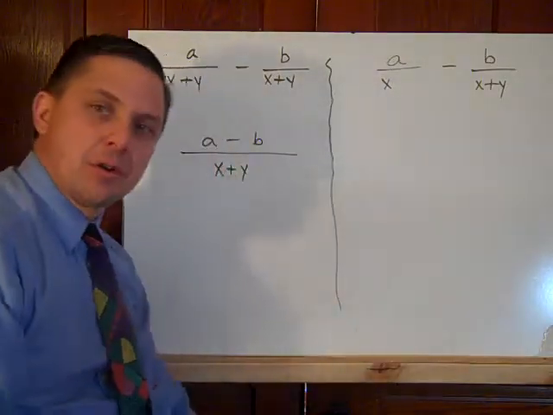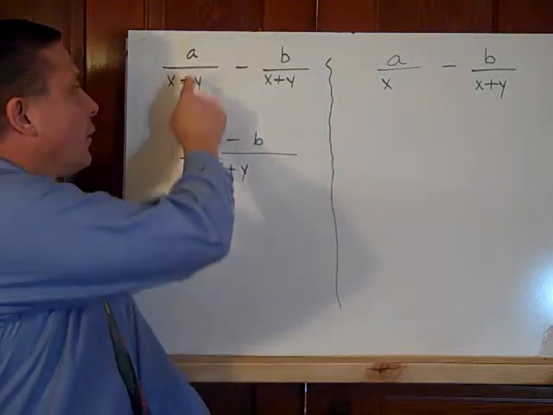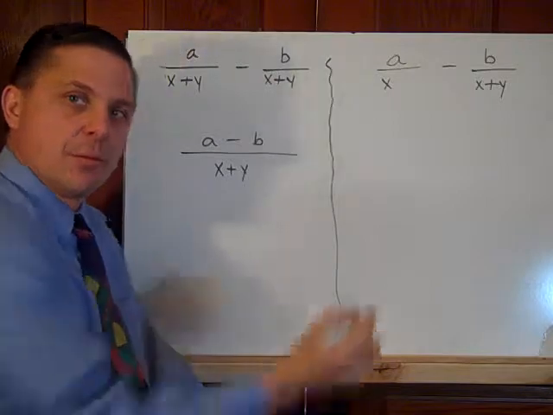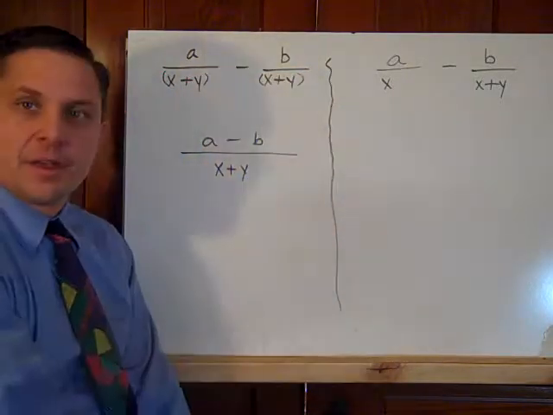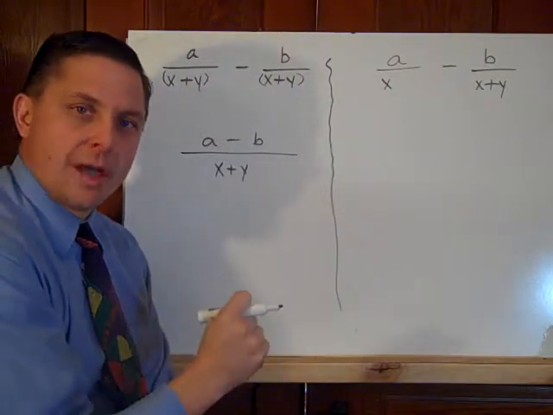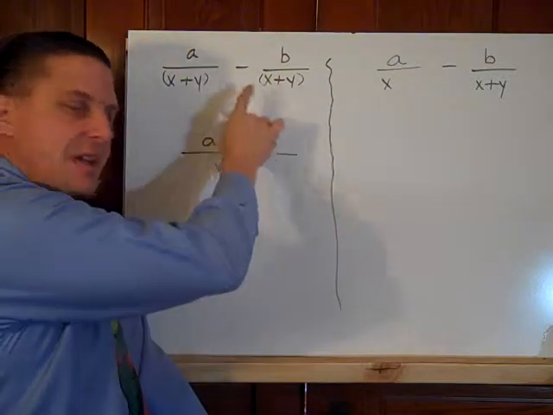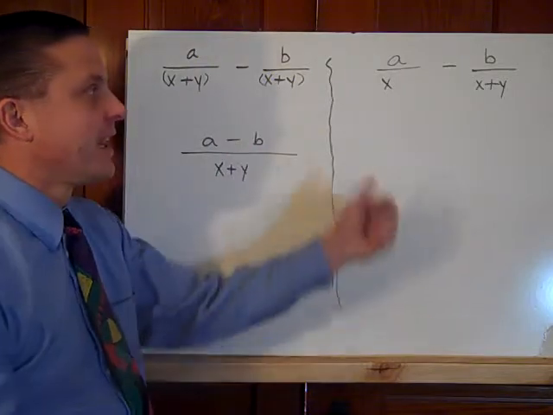It doesn't matter if it's a sum or a difference in the bottom either. I have a over x plus y minus b over x plus y. When you see a sum or a difference, we treat it like one thing. Is there a common denominator? The answer is yeah. There's x plus y. So I write that in the bottom. Now what do I have on top? A minus b. Are these like terms? No. And so this is the answer.